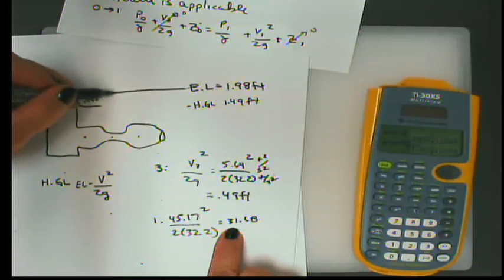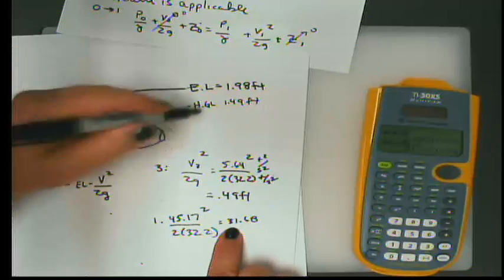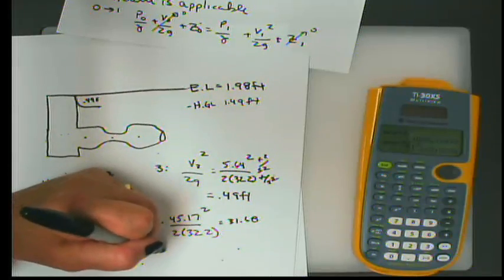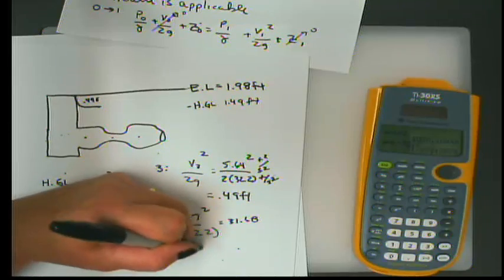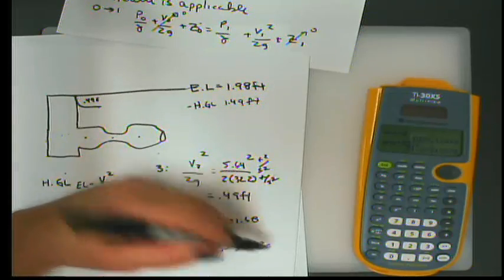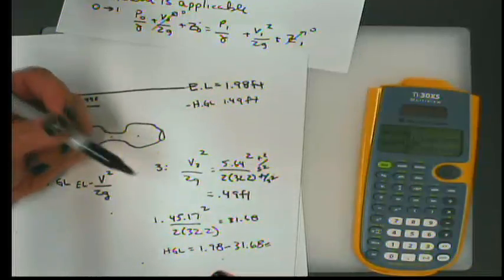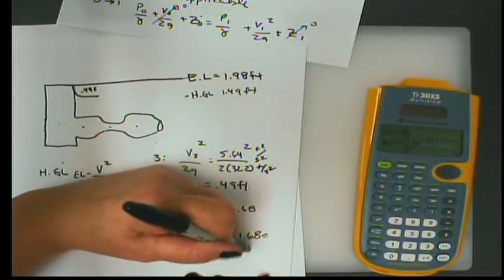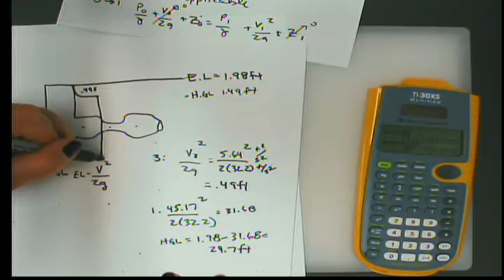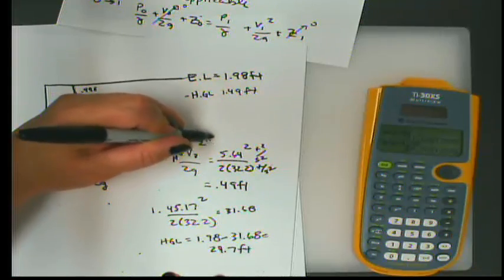Well, that's really interesting, isn't it? Because according to that, my hydraulic grade line right here is going to be way below the pipe, which is still fine. But that means that my hydraulic grade line is going to be at 1.98 feet minus 31.68 feet. And that value is negative 29.7 feet. Okay, so that means that in this section, that's going to drop way down here. Hydraulic grade line is equal to negative 29.7 feet.